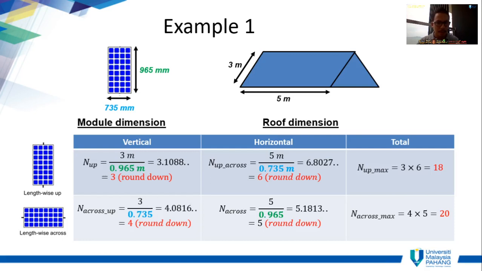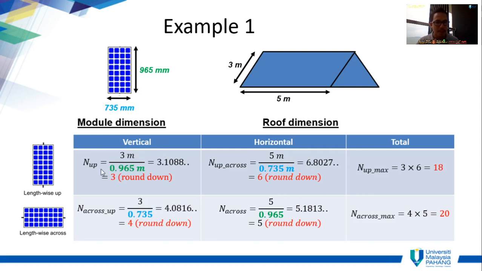Okay, let's say we have an example of module dimension with 965 millimeters in length and 755 millimeters of width. Meanwhile, the roof dimension is 5 meters of length and 3 meters in width. Okay, from the previous equations, we just put the values.